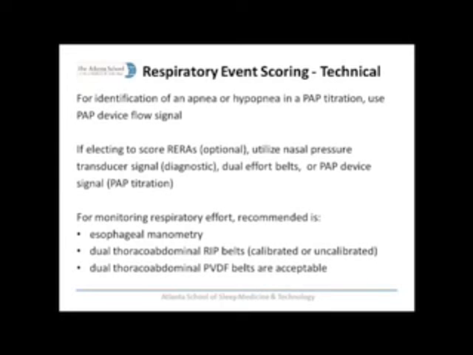As before, an oronasal thermal airflow sensor is recommended. That could be a thermocouple, thermistor, or PVDF sensor. And if we can't count on that signal, then a recommended alternate is the nasal pressure signal, the RIP sum or RIP flow, and the accepted alternate is the sum of the two PVDF belts.